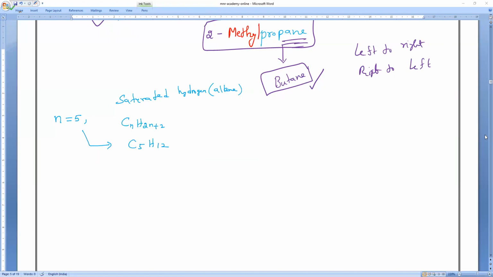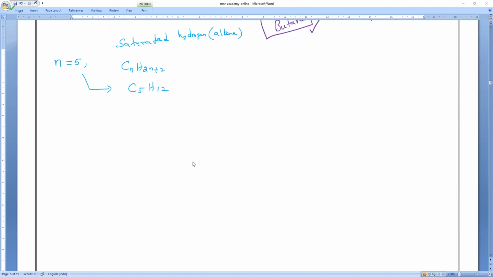I think Swadhan is sleeping. Now, write the straight chain first. That is very important. Everybody draw the straight chain. First carbon, how many hydrogens? Second carbon, 2 hydrogens. Third carbon, 2. And the last carbon, again, how many hydrogens? 3 hydrogens.